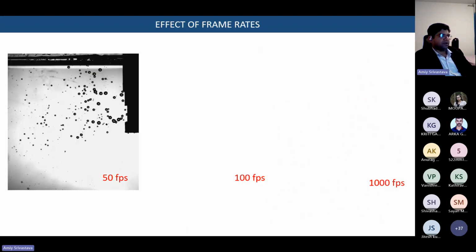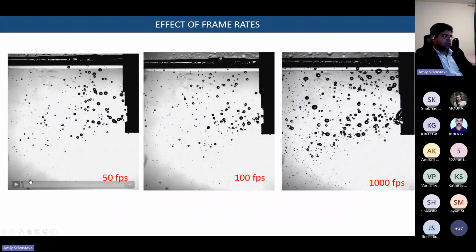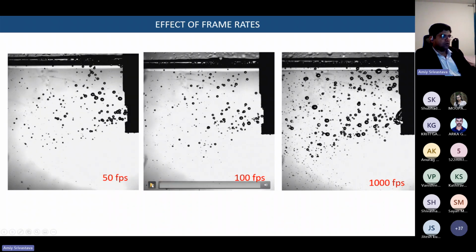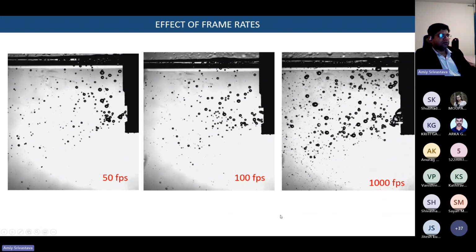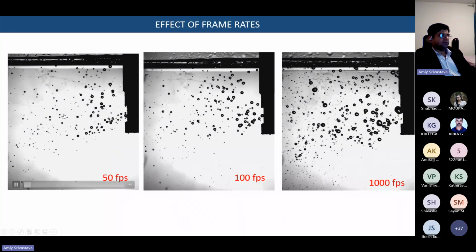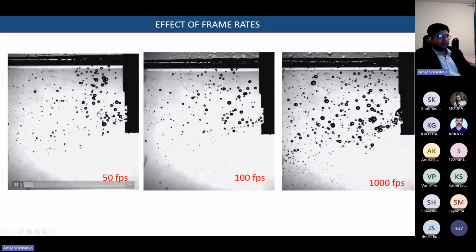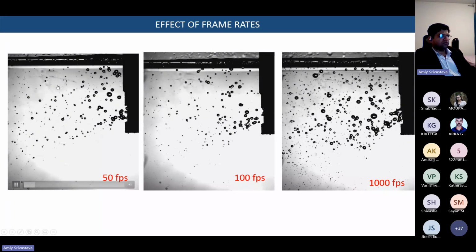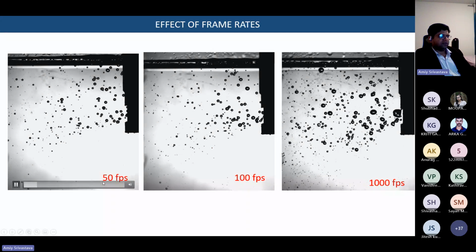What is the importance of frame rate? Here we have 50 frames per second, here we have 100 frames per second, and here we have 1000 frames per second. This shows what type of high speed camera we use. I'm going to play all three videos, and then you can compare. Here, bubbles are quite fast. For basic image processing techniques, if you want to find out the velocity of each bubble, this video is okay. 50 FPS is okay.